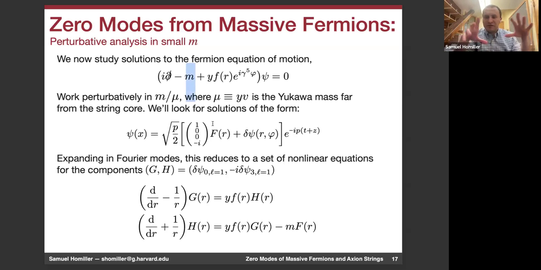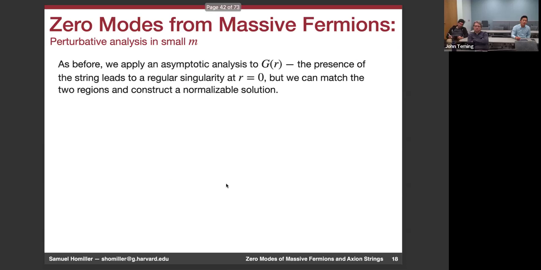So it's the solutions for the deviations of this wave function in the spinor. Does that make sense? And I've just called them G and H here. All right, thanks. Yeah, good.